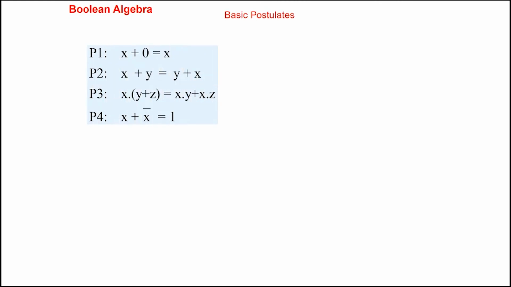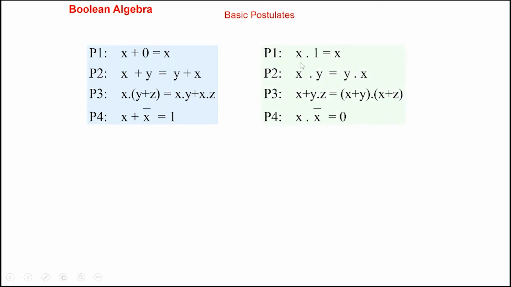Now, Boolean algebra has these postulates and theorems. Note that plus denotes an OR operation. So x plus 0 is x. These are the postulates of Boolean algebra. Just like other algebraic systems, you have postulates and theorems. These are self-evident statements. x plus 0 is x, x plus y equals y plus x, commutation. x plus x complement is equal to 1. And x dot 1 is x.